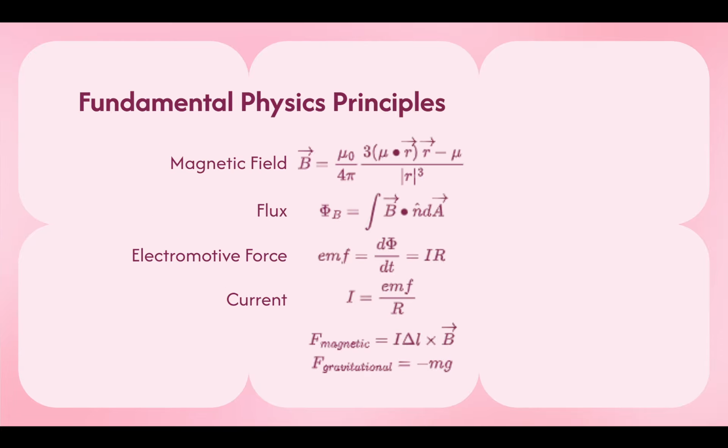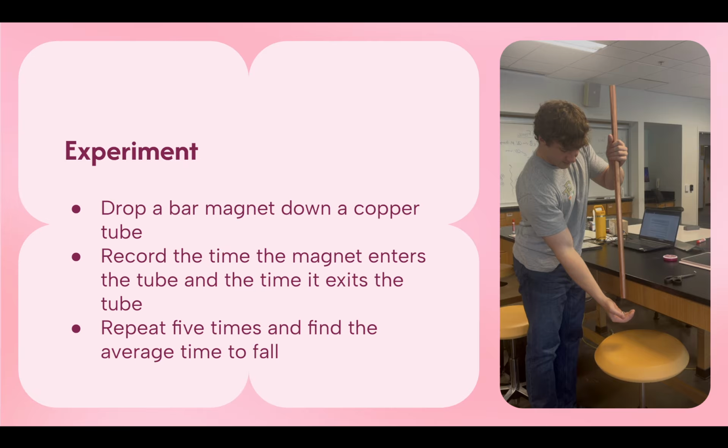Fundamental physics principles include the magnetic field, flux, electromotive force, and current. Flux is the integral of the magnetic field dot the area. Electromotive force is the negative derivative of flux, and then current is the electromotive force over R. Magnetic force is I delta L cross B, and gravitational force is negative mg.